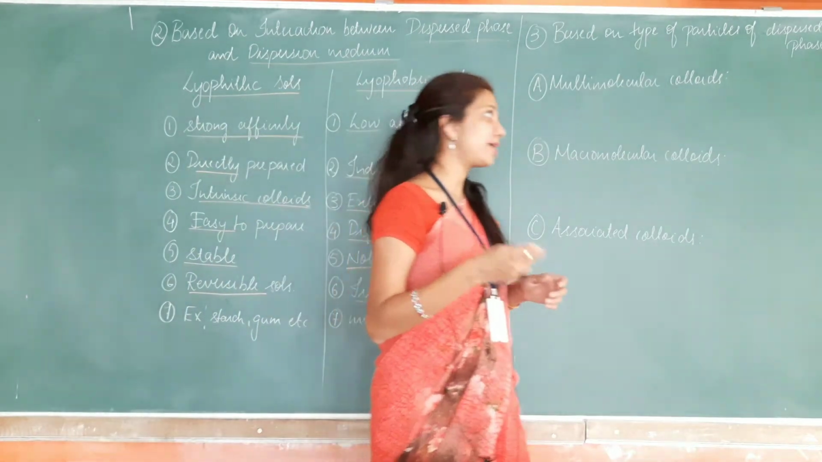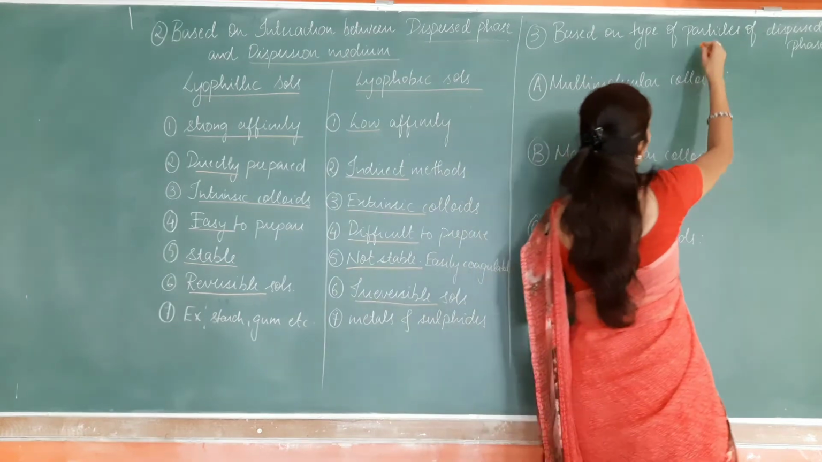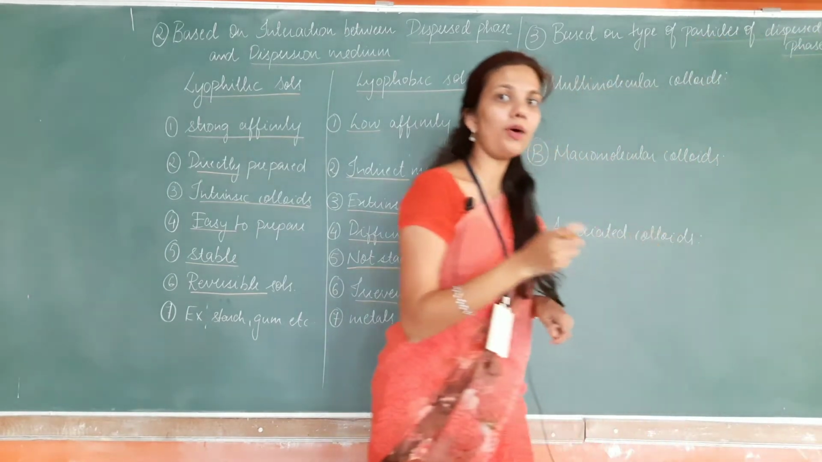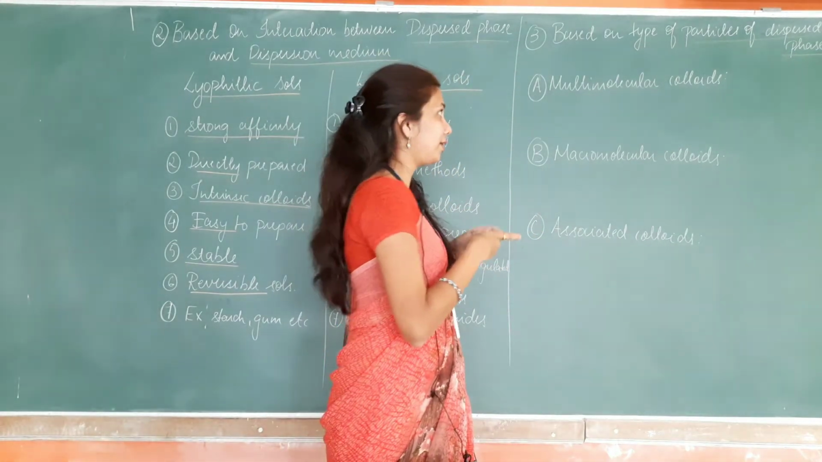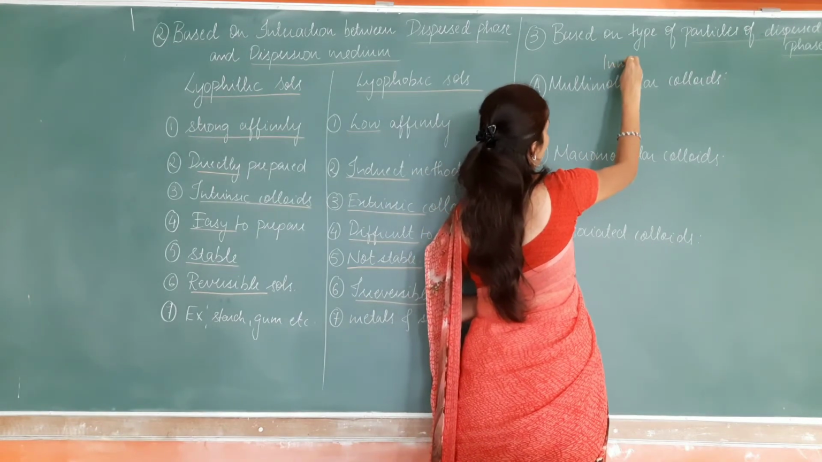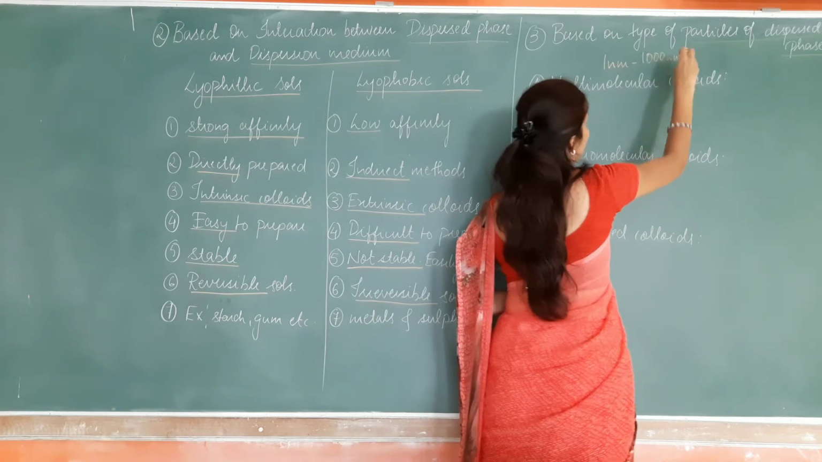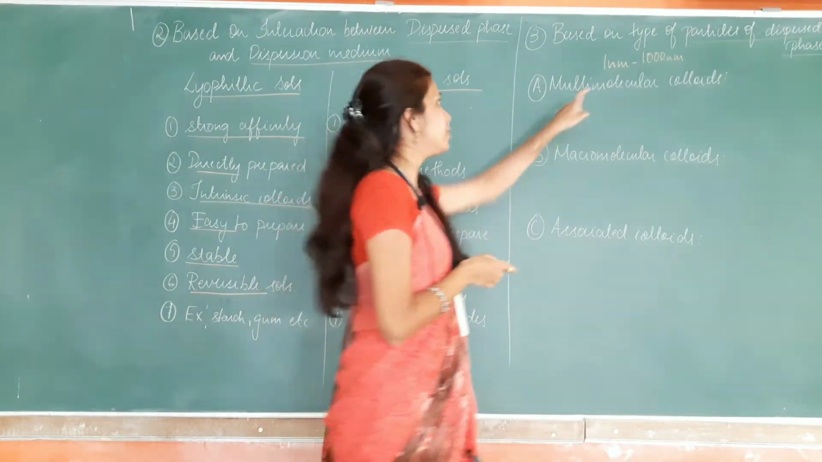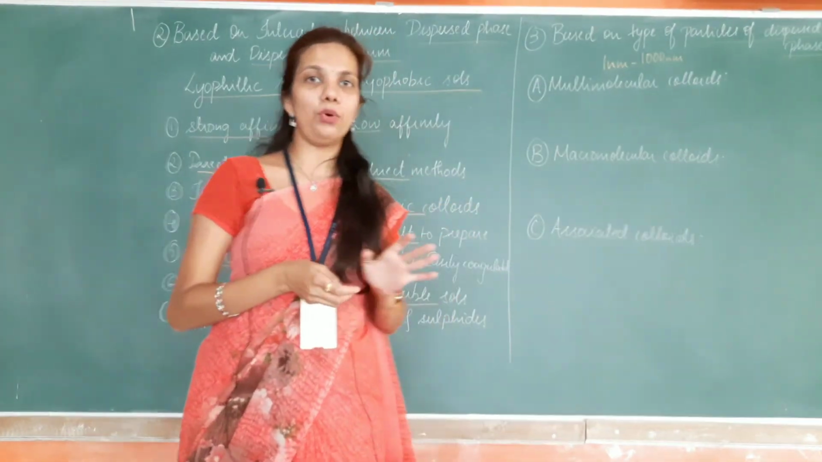Now coming to the next classification, this classification is based on the particles of the dispersed phase. You may wonder why here the classification is divided into 3 types. We know the colloidal range is from 1 nanometer to 1000 nanometer. So whatever colloids we prepare, they should lie in this particular range, that is 1 nanometer to 1000 nanometer.